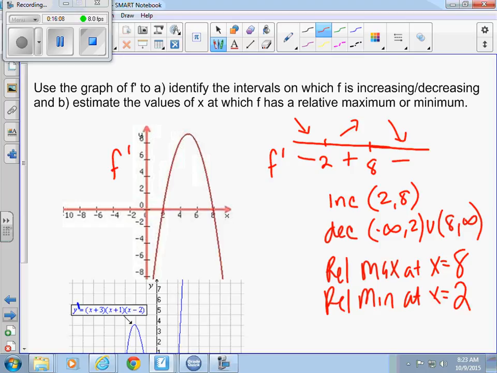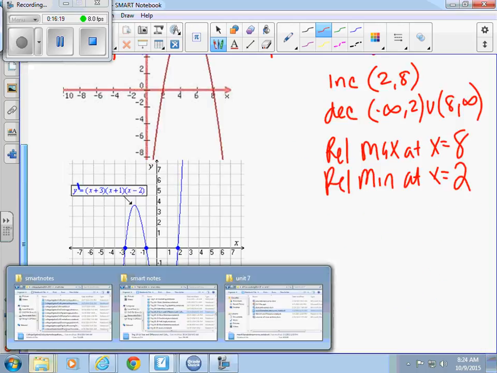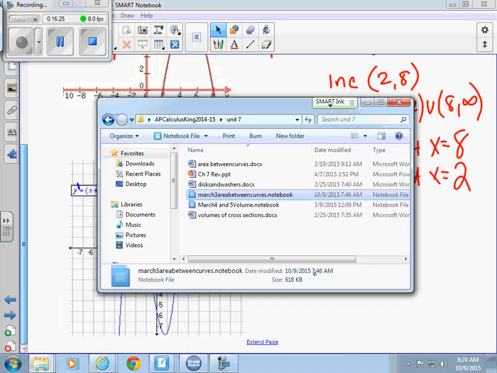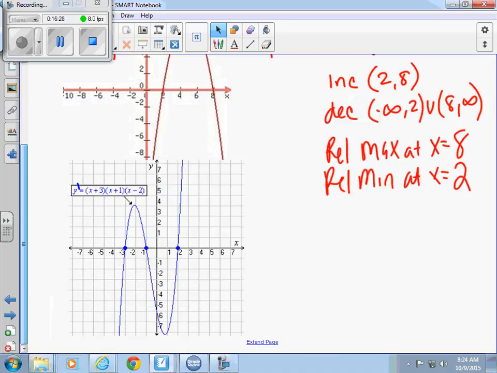Again, if you can do that without drawing a sign chart, you are welcome to, but for a while it'll probably be nice to draw that sign chart to connect that back to f of x. So you try the bottom ones. So remember, this is the graph of the derivative. Find intervals of increasing, intervals of decreasing, and relative extrema.